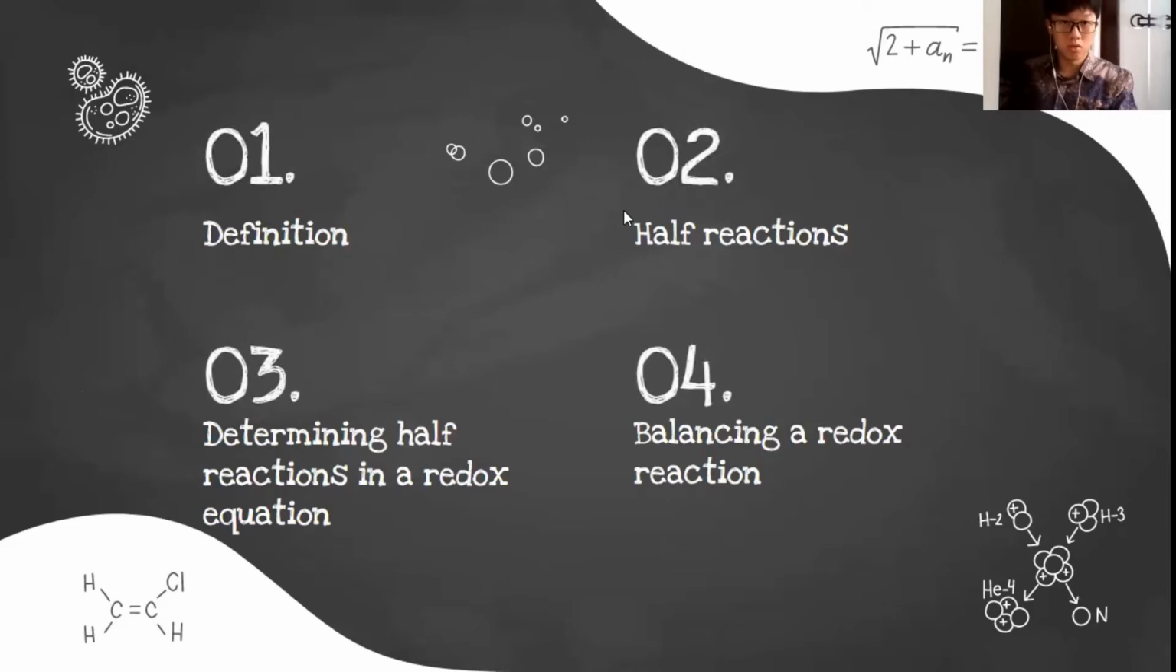So, the first thing that I will be explaining is the definition of a redox reaction. The second, the types of half reactions. The third is how to determine half reactions in a redox equation. And the fourth one is how to balance a redox reaction.